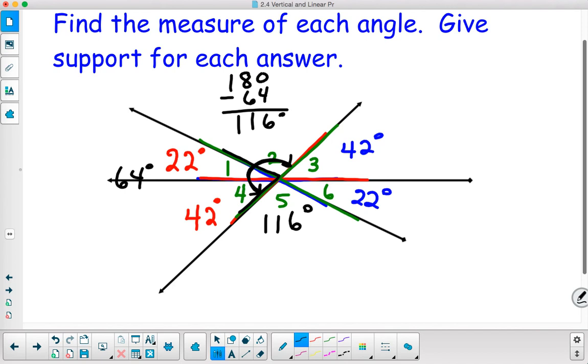And notice what all 4 angles add up to be, or excuse me, all 6 angles add up to be. That should total 360 degrees. There are 360 degrees total around any single point, like in a whole circle, 360. It said give your support. I think I mentioned vertical angle theorem a couple times, and then I used linear pair theorem, linear pair postulate, and then vertical angles again.